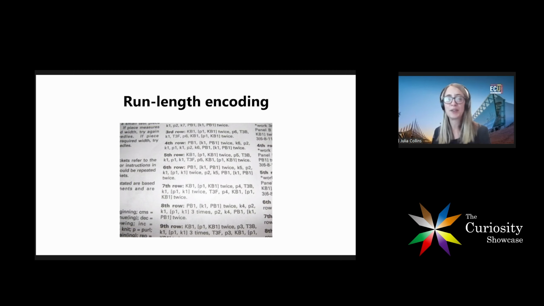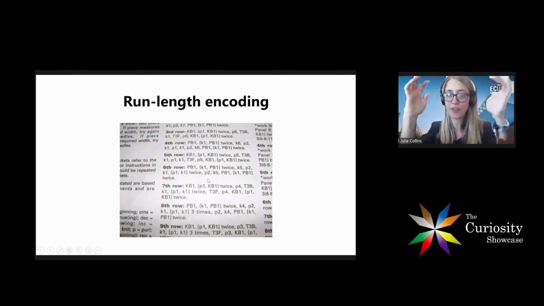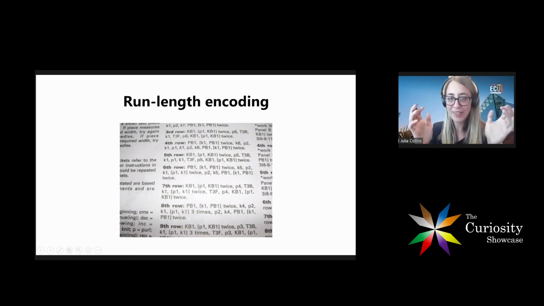So knitters actually invented this type of encoding to compress their knitting patterns in order to make them more efficient to write on the page. So in this particular pattern here, you'll see that it's something like P1, K1 twice, P2, K5. So that means you do purl 1, knit 1, and you do those things in brackets twice, then you're going to purl 2, then you're going to knit 5.